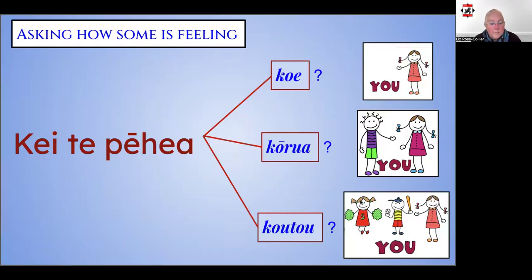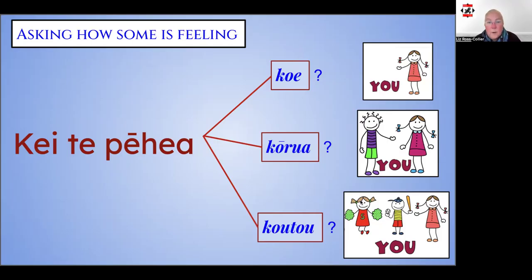Let's start with the question. How to ask, how are you? The word pēhea means how. Kei te pēhea translates to how is or how are. In these examples, we're going to use the structure to say how are you.